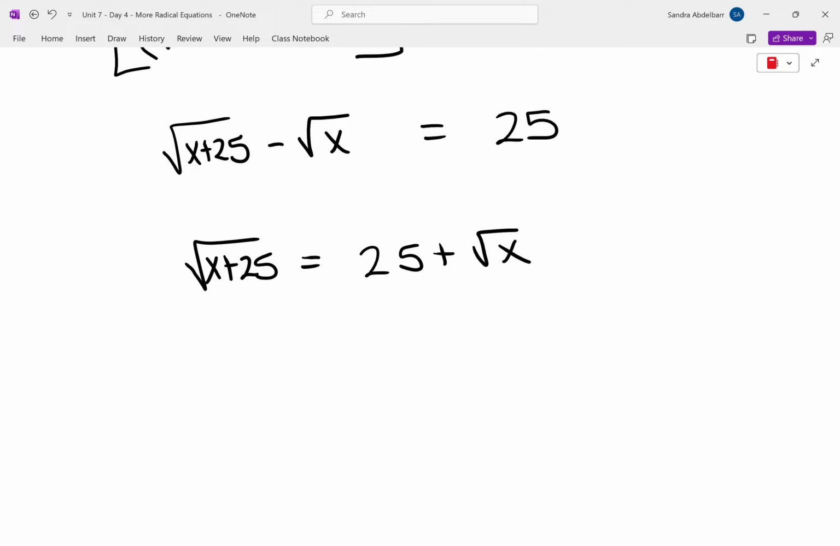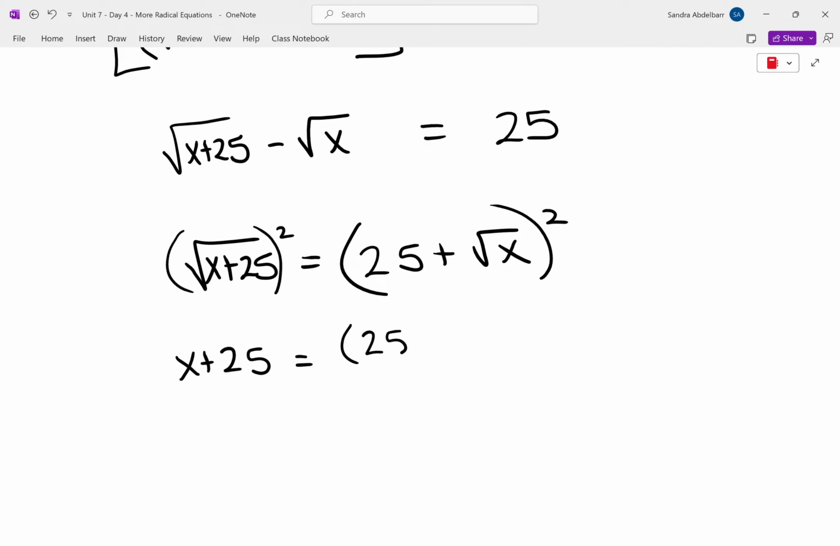What do you think I'm going to do now? What am I going to do now, Tori? We're going to square both sides. When I square the left side, it cancels the radical, so we're just x plus 25. What do I have to do on the right side? I have to FOIL. You cannot distribute that exponent.